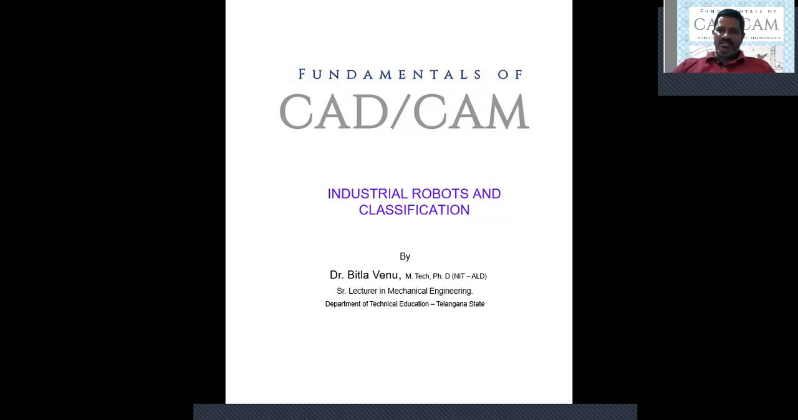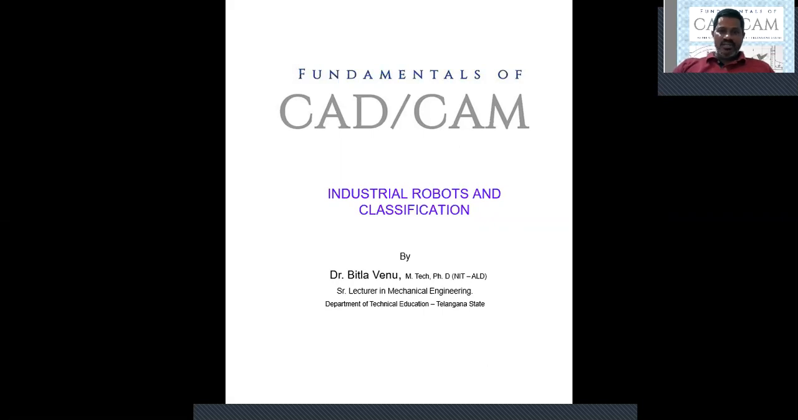In our last session, we discussed FMS, flexible manufacturing systems. Then we also discussed automated guided vehicles, their types, and the advantages and disadvantages of FMS. Then we discussed automated storage and retrieval systems, AS/RS, and the terminology related to the ASRS. All of that we have discussed.